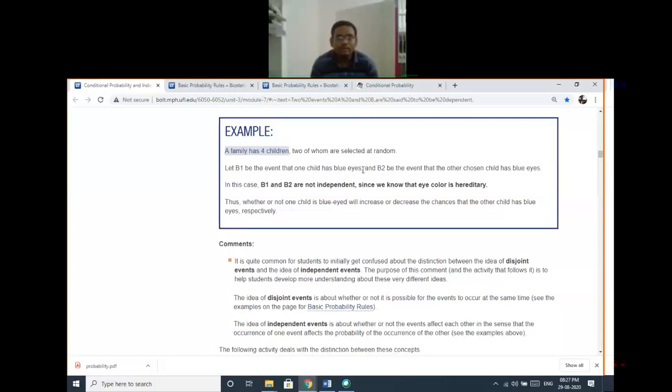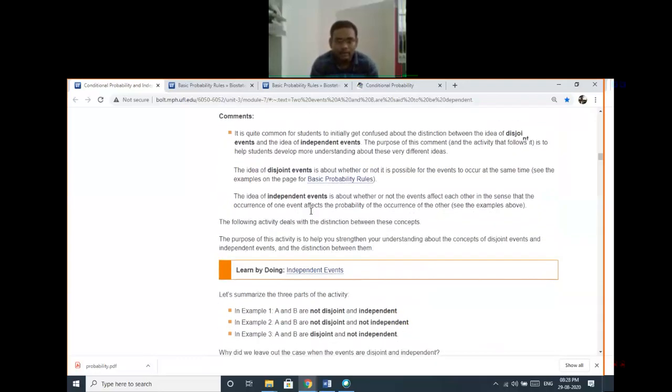On the other hand, take an example where a family has four children, two of whom are selected at random. Let B1 be the event that one child has blue eyes, and B2 be the event that the other child also has blue eyes. In this case, B1 and B2 are not independent, since we know that eye color is hereditary. Whether or not one child is blue-eyed will increase or decrease the chance that the other child has blue eyes. That's why these are not independent.